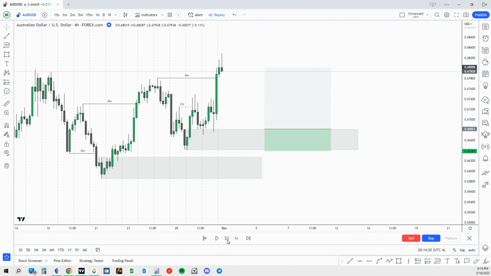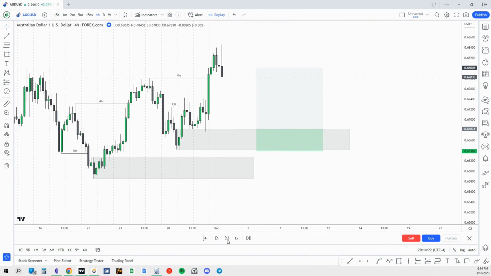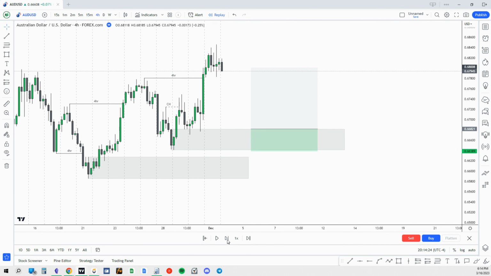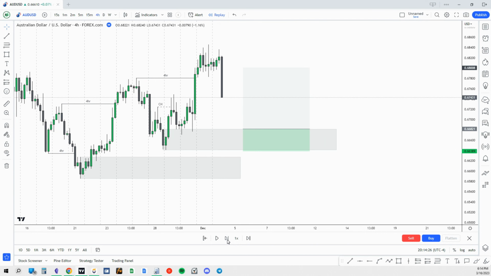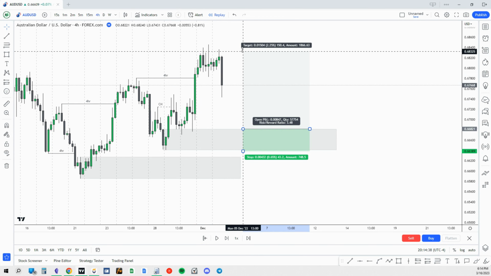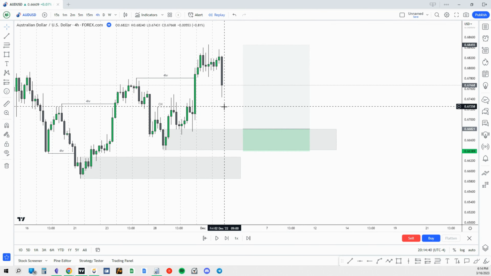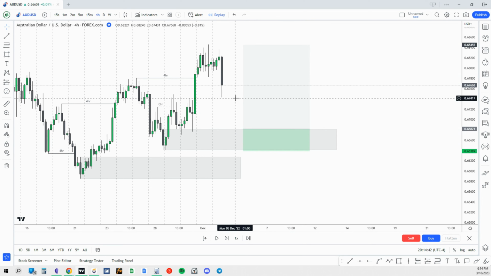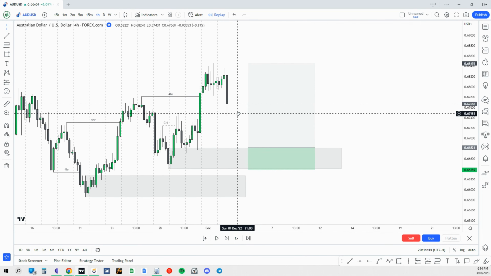So let's go ahead and fast forward and see what happens. Looks like it's probably going to start pulling back here soon. At this point in time, we do have a change of character at this low here, which would tell us that it's likely that price is going to come back into this zone. So I'm going to set my take profit at this high, keeping the entry and everything on this demand zone here, just following our system.